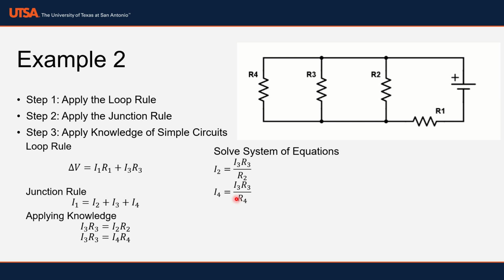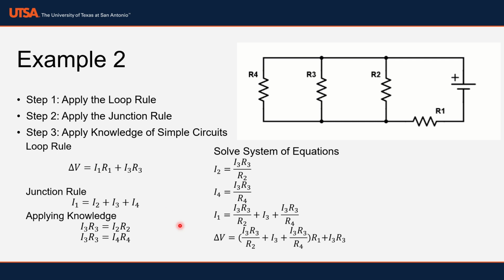And just like before, we're going to take these two and plug them into that junction rule equation. So I2 is going to go here, I4 is going to go there. We're going to plug them into the junction rule equation, and now we can write it as this, right? Now that we have it in that junction rule equation, we're going to take this I1 and plug it into the loop rule equation.